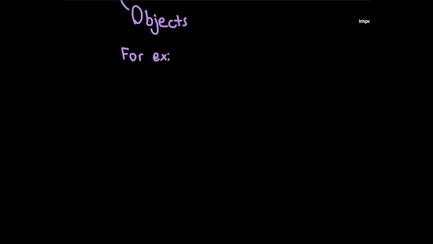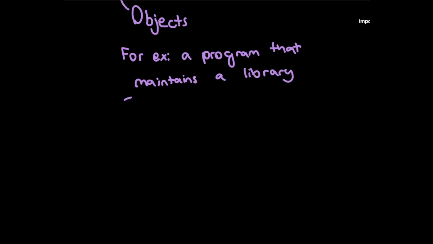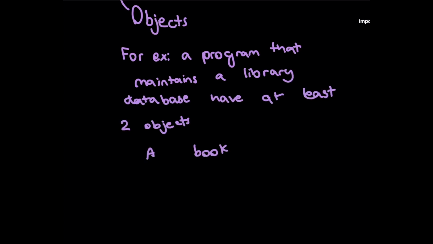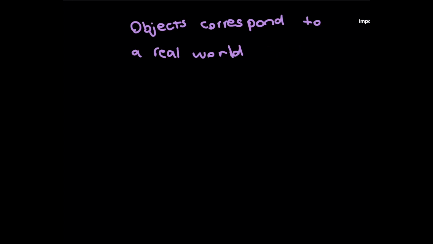For example, a program that maintains a database of all books in a library has at least two objects. The first one would be a book object, and the second one would be a list of books object. Both of these would have respective operations in them to help define the object. An object is characterized by its state and behavior. It's also behavior going out of print.